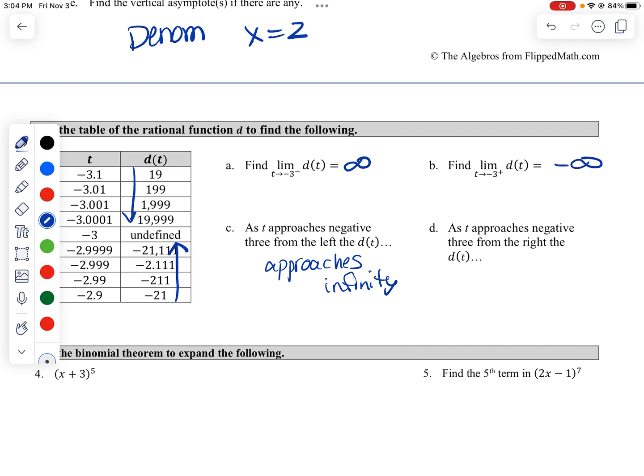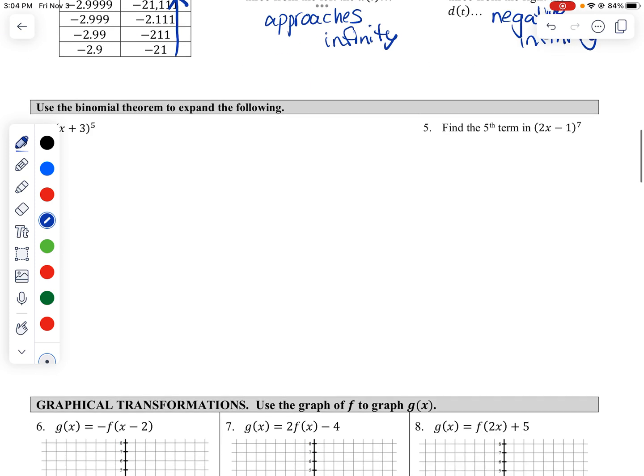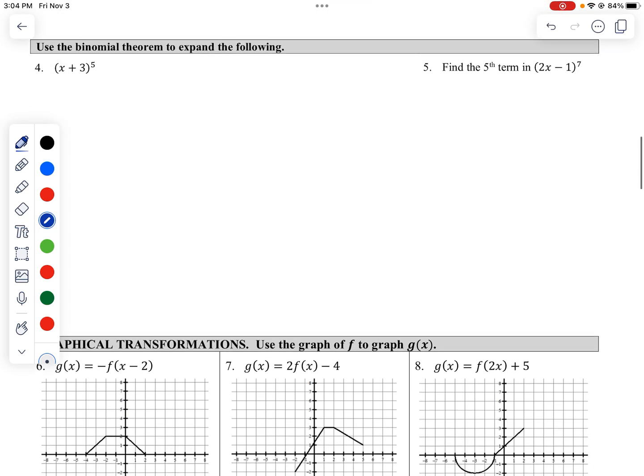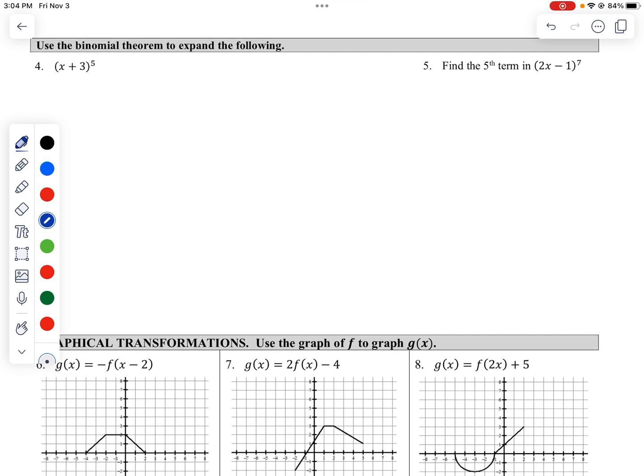And as it goes from the negative 3 from the right, it approaches negative infinity. So just in words there. Use that binomial term to expand. Okay, well, we need the 5th row. That would be 1, and I would give you Pascal's triangle, guys. You don't have to memorize this.